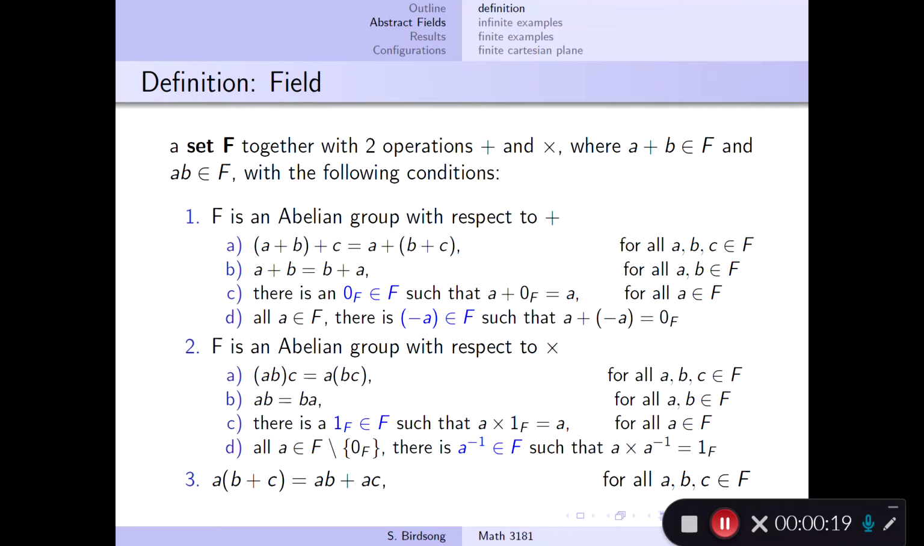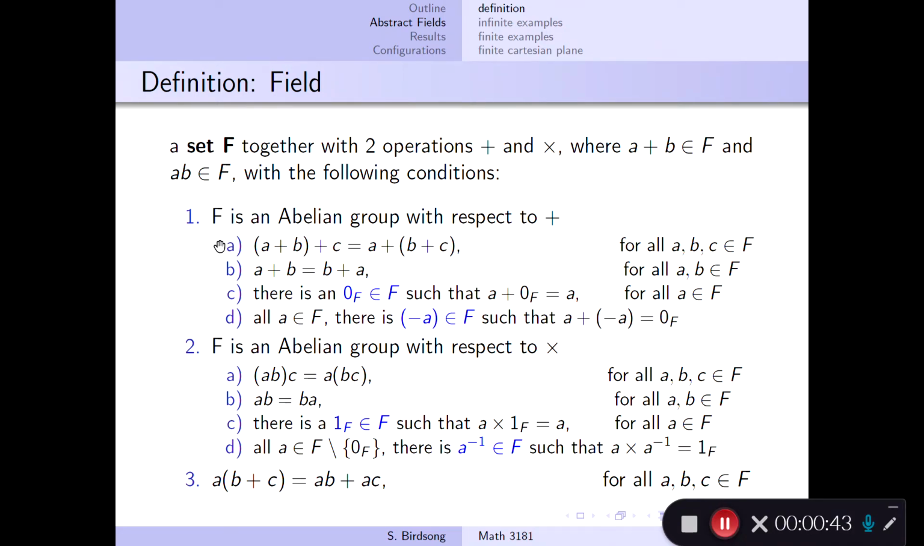So, to remind ourselves, a field is simply some set. It's going to have two operations, addition and multiplication, where the set has to be closed under addition and multiplication. It also has to be an abelian group with respect to addition, and an abelian group with respect to multiplication, with the caveat here that you throw out the zero element. Okay. And what does that mean?